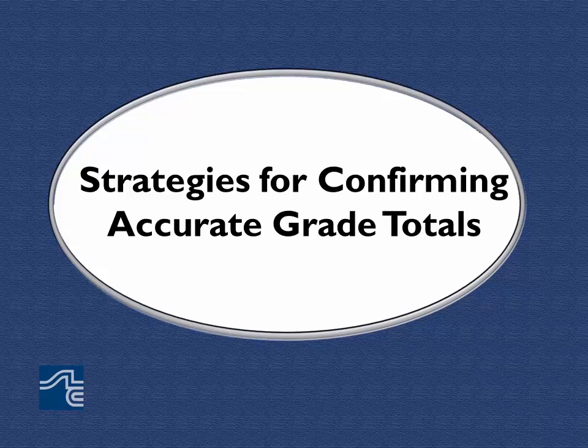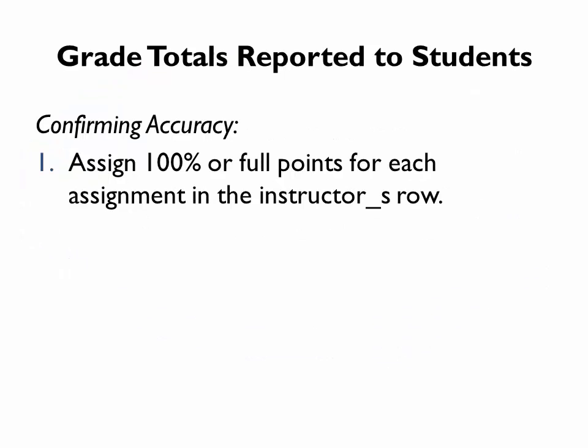Two strategies for confirming the accuracy of Grade Center calculations are: number 1, assign 100% or full points for each column in your instructor_S row. You can choose to record the points as you record each column for students throughout the term or all at once. All calculated total columns update automatically.